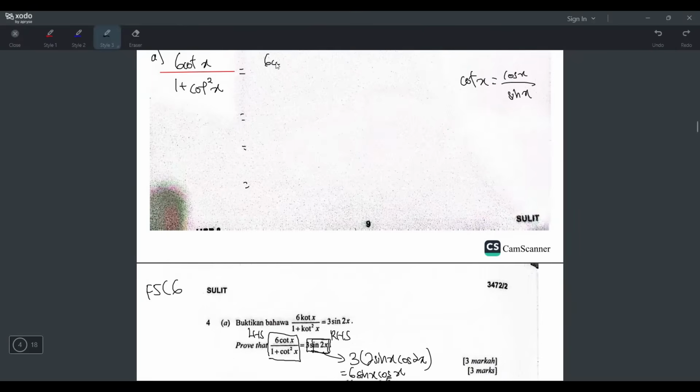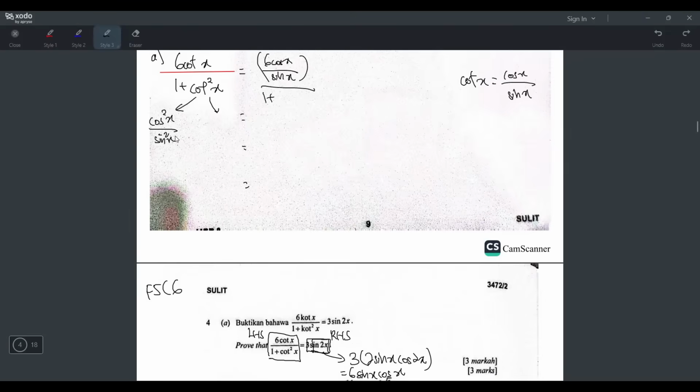So it becomes 6 cos x over sine x, bracket over. Okay, 1 plus cot square. This cot square, you have two options. You can either change to cos square over sine square. Yeah, because I just told you, right, cot is cos over sine. But there's a square here. That's why the cos and sine also you have to put square.